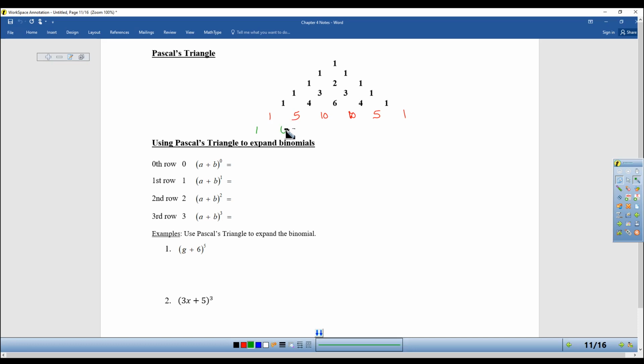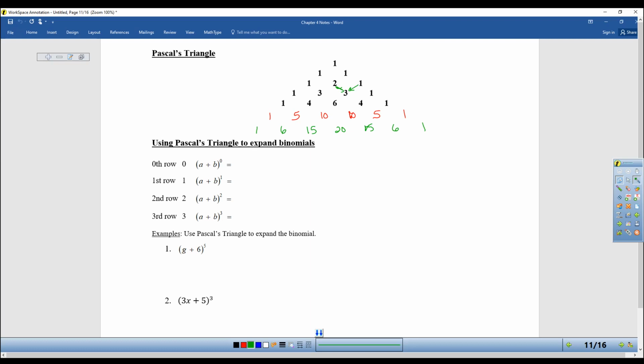So 1 plus 5 is 6. And then 5 plus 10 is 15. And 10 plus 10 is 20. So if you look, that's how they always did it. The 2 and the 1 made the 3. 10 plus 5 is 15. 5 and 1 make 6. And then you always put a 1 at either end.